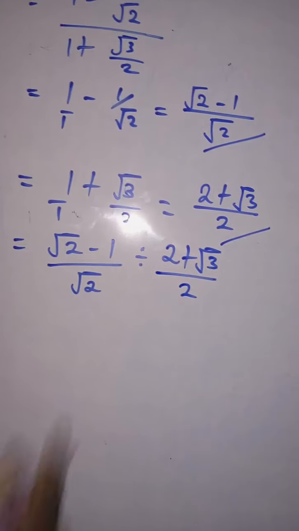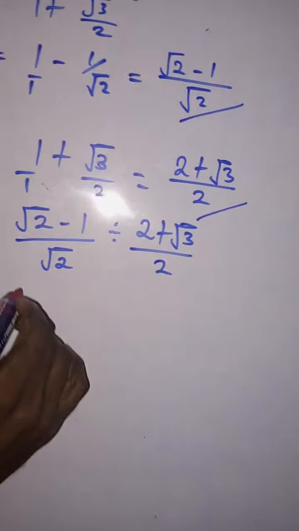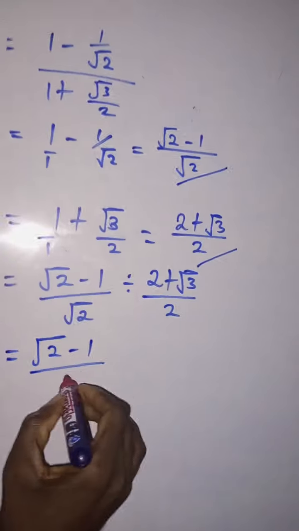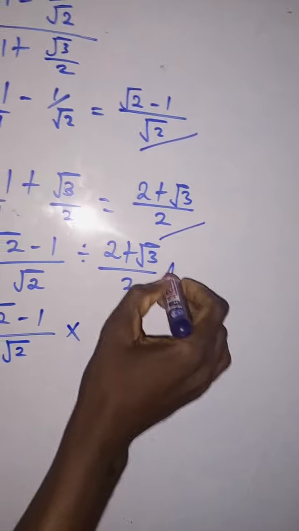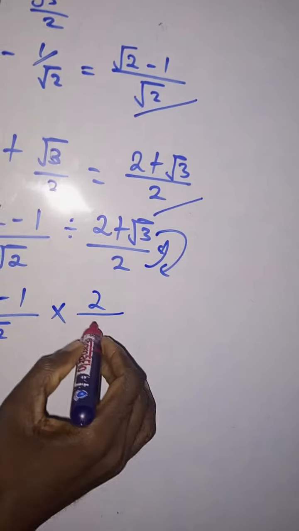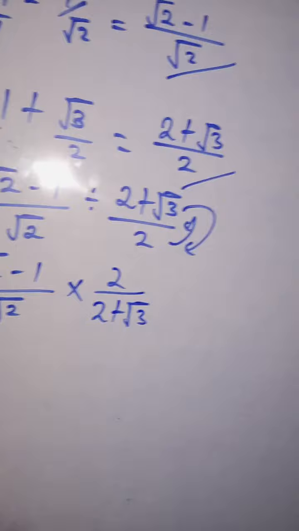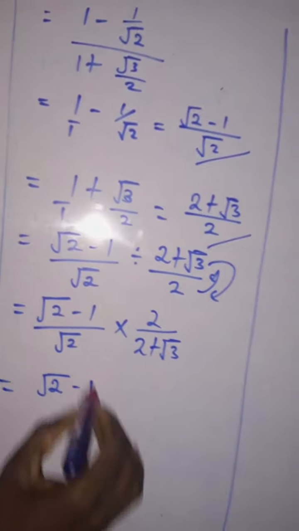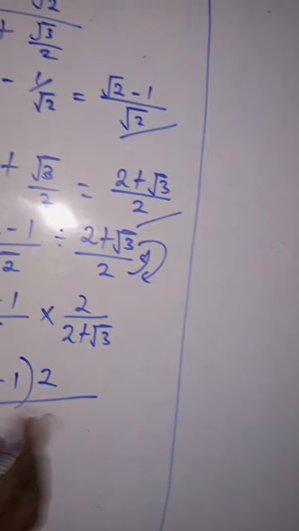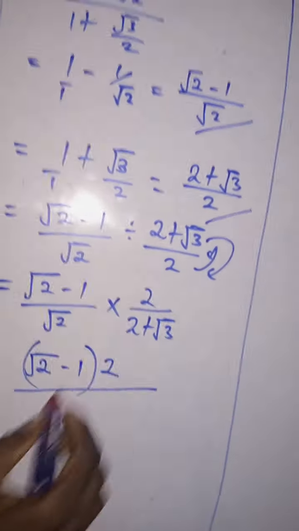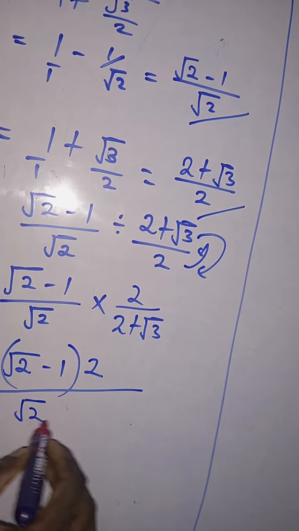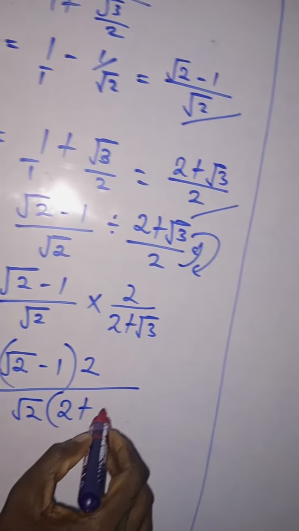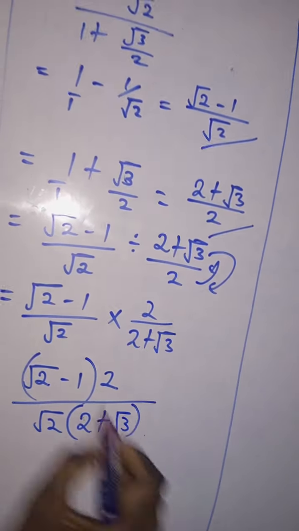So now what do I do? I change this to multiplication. So it will now be root 2 minus 1 all over root 2 times, this one will now be reciprocated, so it will be 2 over 2 plus root 3. Now if you look at it, I can multiply it out. So it's going to give me root 2 minus 1 all multiplied by 2, divided by root 2 multiplied by 2 plus root 3.